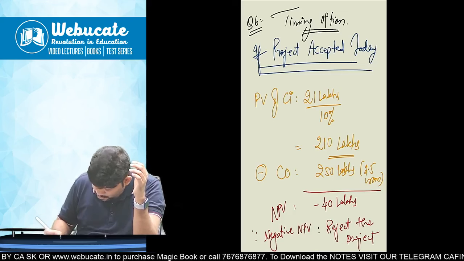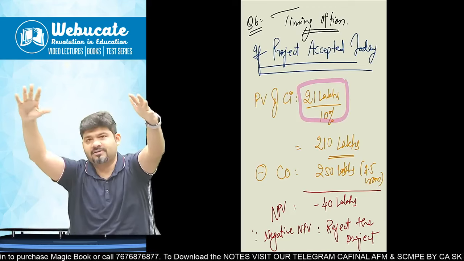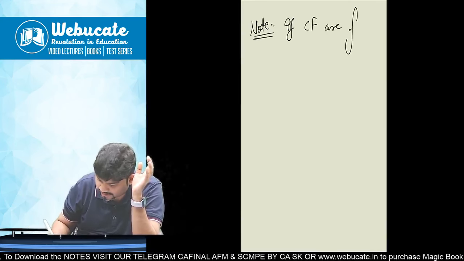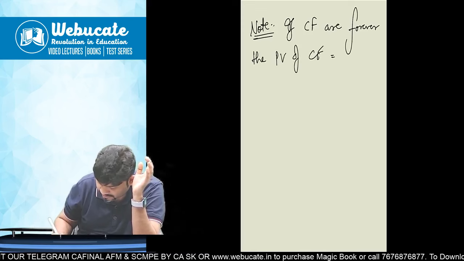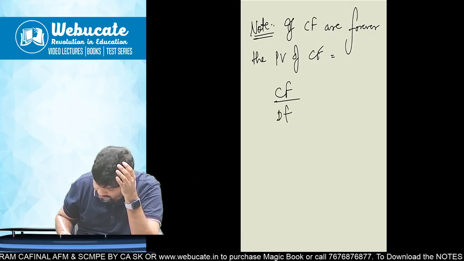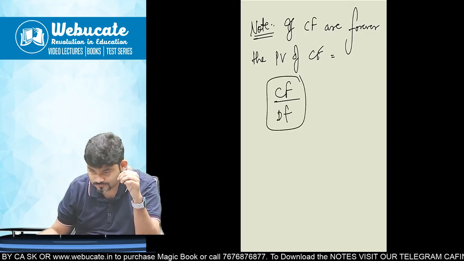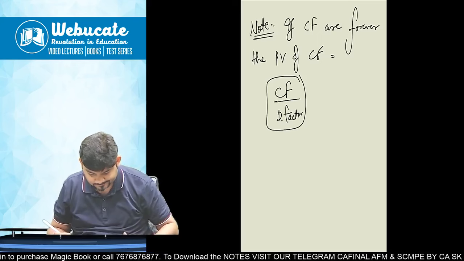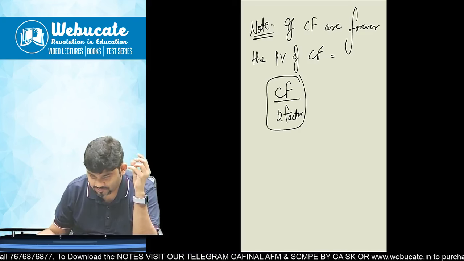Again, I'm telling you, you should know this much: if the inflow is forever, then the present value of cash inflow will be cash flows upon the discounting factor. If you want, I can dictate it for you. Note: if cash flows are forever, then present value of cash flows is equal to cash flow upon discounting factor. Got it? First part is done. Next.